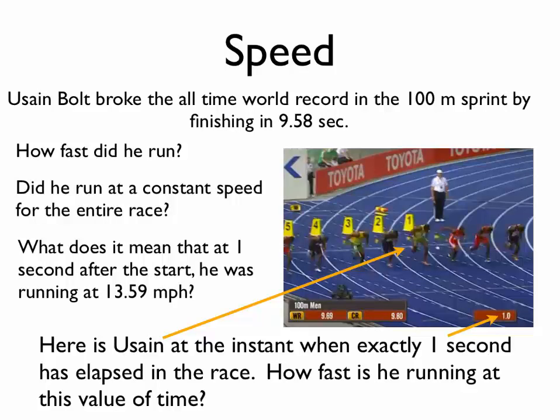So here is you saying at the instant when exactly 1 second has elapsed. How fast is he running at this value of time? There he is at this value of time, t equals 1. How fast is he moving? At t equals 1. Does anybody have a different answer than 13.59?